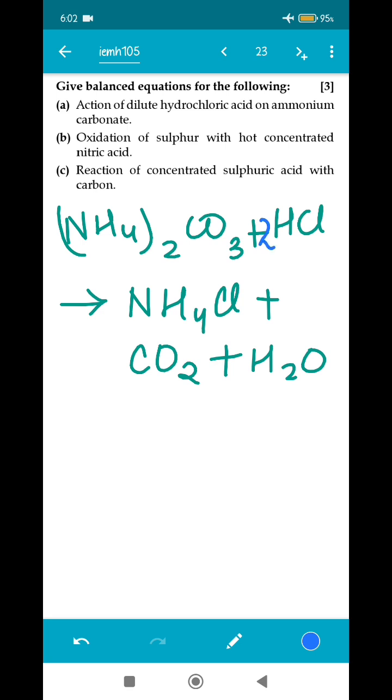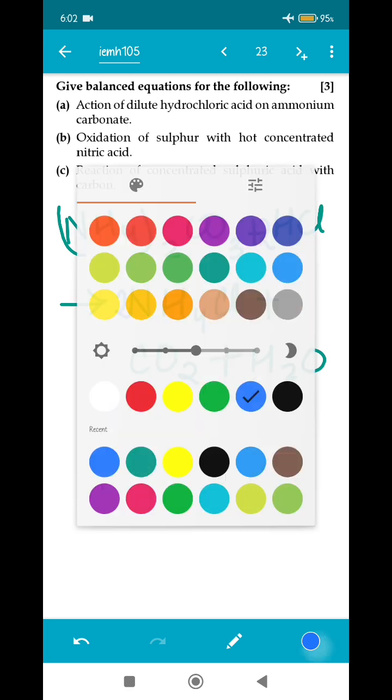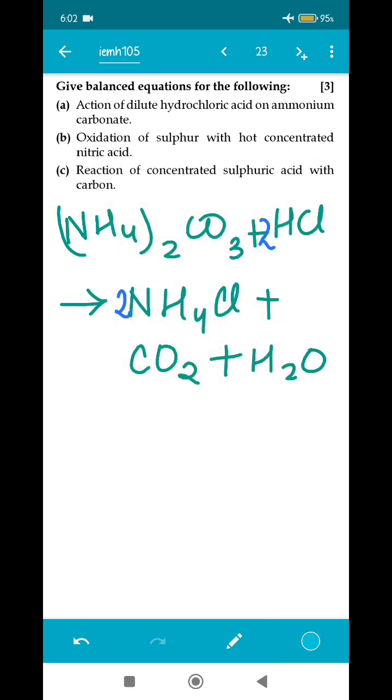So let's balance it. 2. Yeah, I guess it is balanced. Yes. So you can also balance it easily. So I'm going to write just the skeletal reaction in the next one.